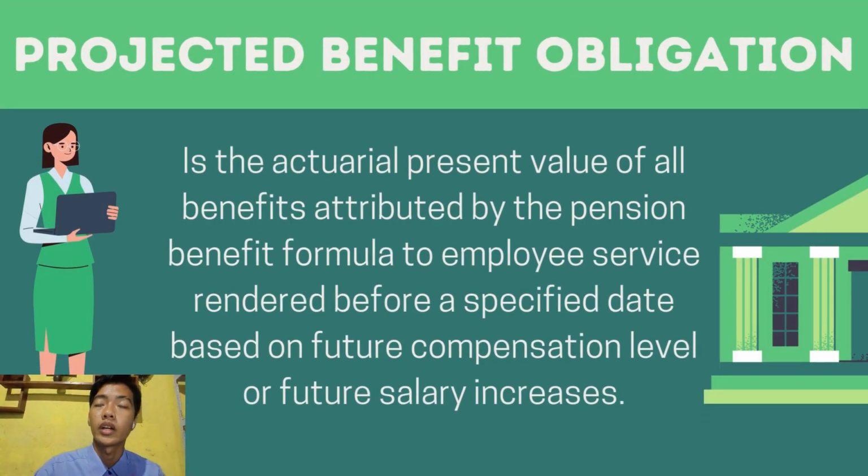So, let's move forward. Projected benefit obligation. It is the actuarial present value of all benefits attributed by the pension benefit formula to employee service rendered before a specified date based on future compensation level or future salary increases. A projected benefit obligation or PBO is the estimated present value of an employee's pension under the assumption that the employee continues to work for the employer.